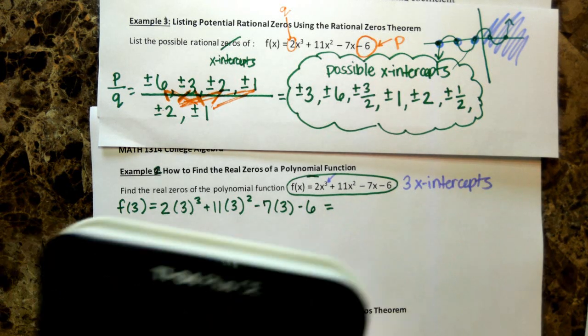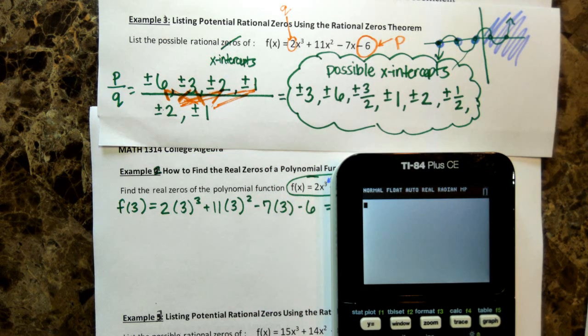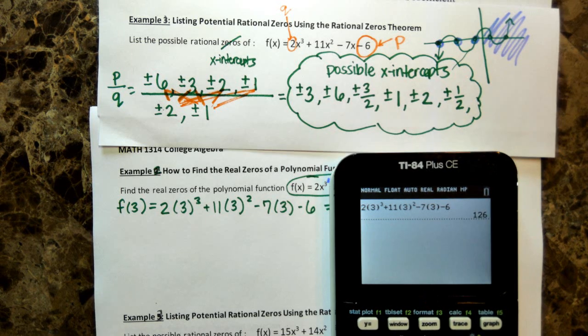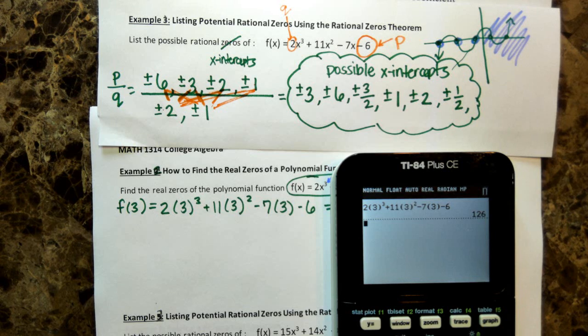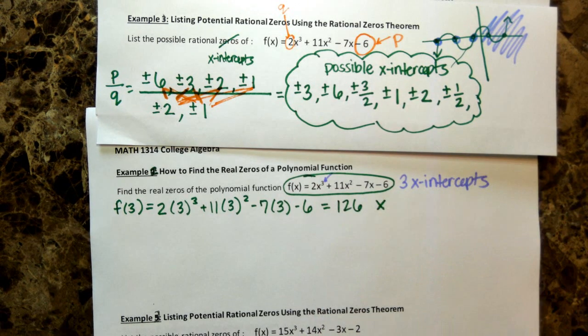I'm not sure if I will, but let's go ahead and test that out. I'm going to type that whole thing in. 2 times 3 cubed plus 11 times 3 squared minus 7 times 3 minus 6. And I got 126, so I know that that is not 0, so that's not an x-intercept.